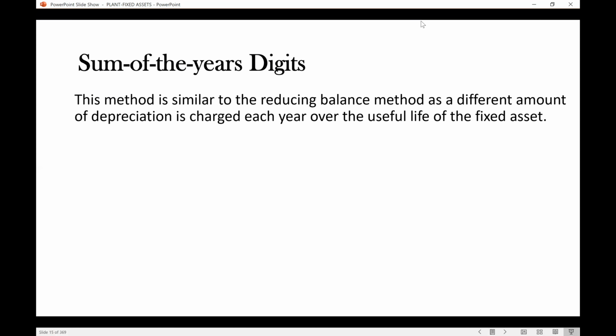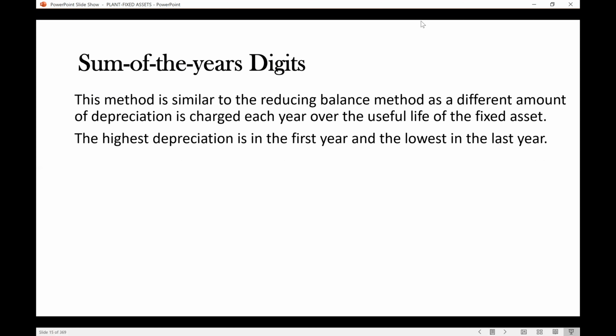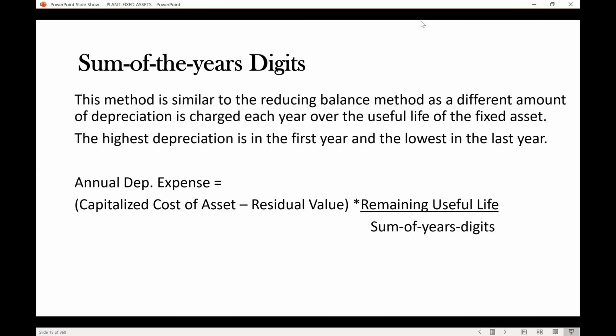For the sum of digits, it's a different amount. And it says that the highest depreciation is in the first year and the lowest is in the last year. So how do we calculate it? We're saying here first, the capitalized cost, and we know what that is, minus our residual value, right? So the figure from that, we're multiplying by the remaining useful life, and we're dividing by the sum of years digit.